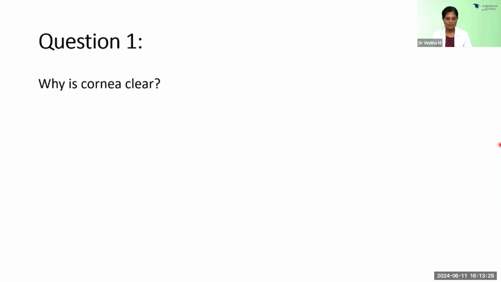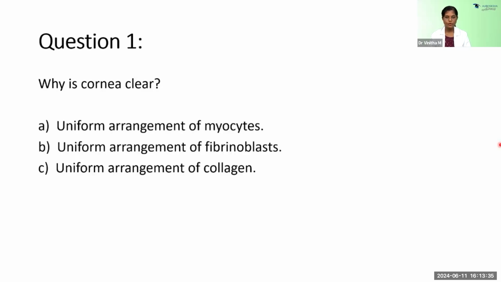Here comes the question. Why is the cornea clear? A. Uniform arrangement of myocytes. B. Uniform arrangement of fibroblasts. And C. Uniform arrangement of collagen. Here, the poll starts now.